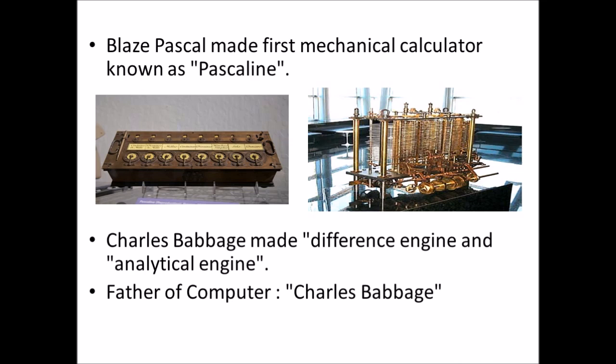Next, in 1642, Blaise Pascal made the first mechanical calculator that is known as Pascaline. It consists of wheels and dials. At the age of 19, he developed this Pascaline machine, and it is majorly used for doing addition and subtraction. And you can see here Charles Babbage made the difference engine and analytical engine, and Charles Babbage is also known as the father of modern computers.